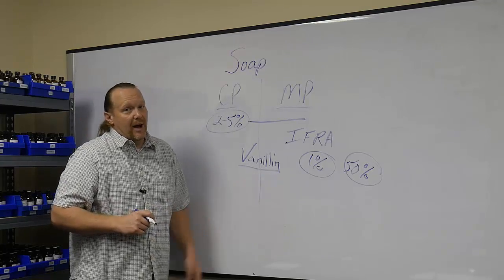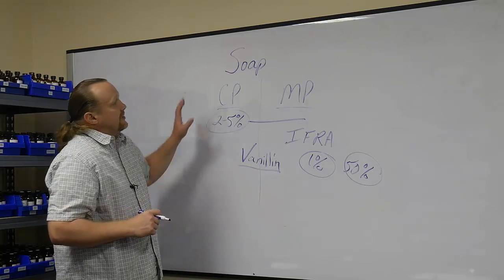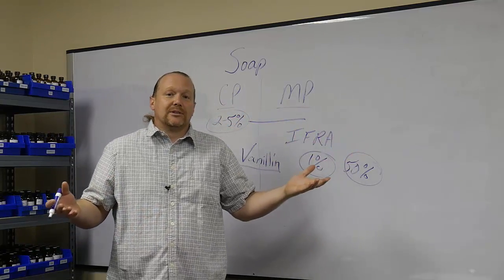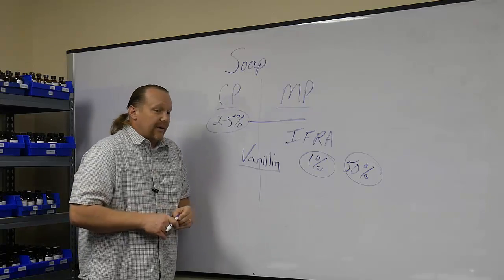Vanillin is going to cause a problem with it turning brown. CP, MP, two main versions, and with that you're going to have to decide which ones that you want to do. If you have any other questions, let us know.